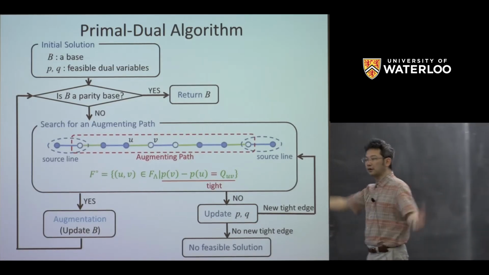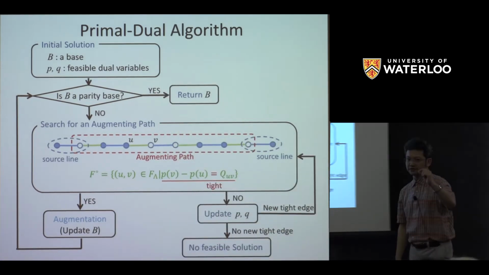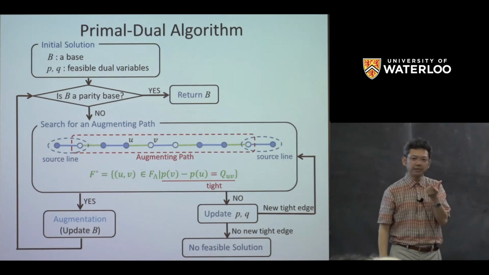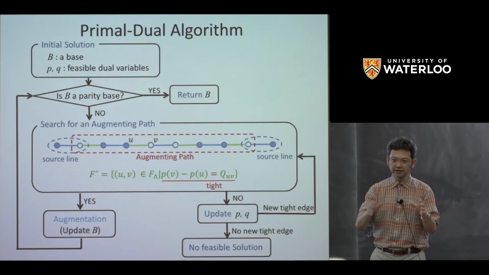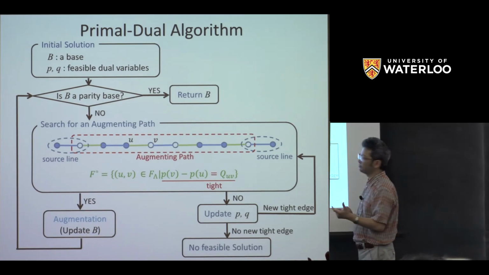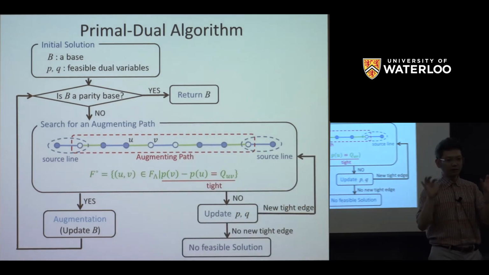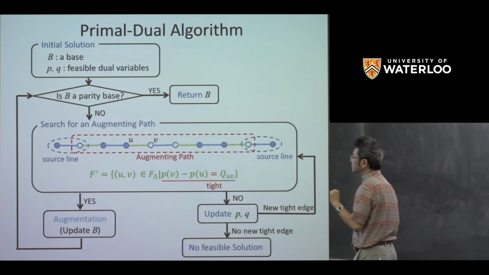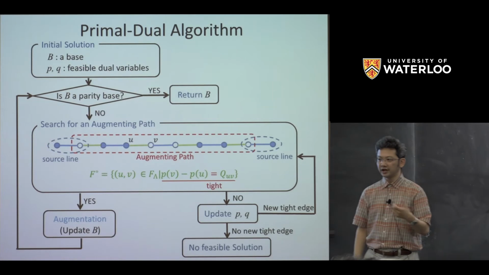Now, this is the outline of our whole algorithm. We start with this initial feasible solution that satisfies this dual feasibility. Now we have a base. Is this a parity base? If it is, then we have obtained a solution, since it attains the minimum base among all, and if it is a parity set, then that's done. If not, then the base has some source lines, so we want to find an augmenting path from one source line to another source line, in a very similar way to the unweighted version that I explained before.